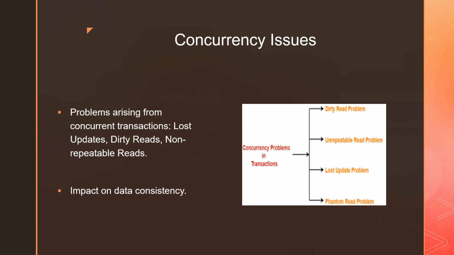Second problem is dirty reads. This happens when a transaction reads data that has been modified by another transaction but not yet committed. If the transaction rolls back, the read data becomes invalid. Non-repeatable reads: a transaction reads the same data twice and finds different values because another transaction modified the data in between the reads. Phantom reads: new rows are added or removed by another transaction between two reads of the same query, leading to inconsistent results.